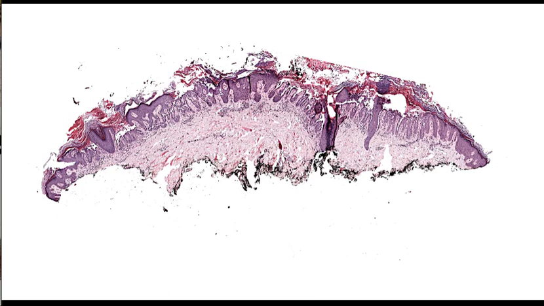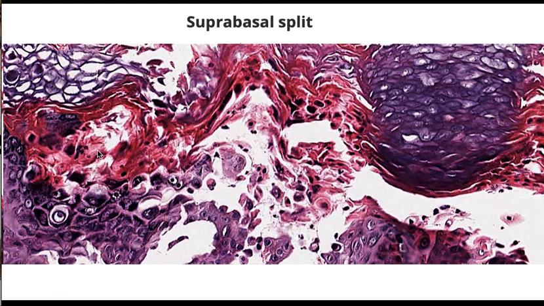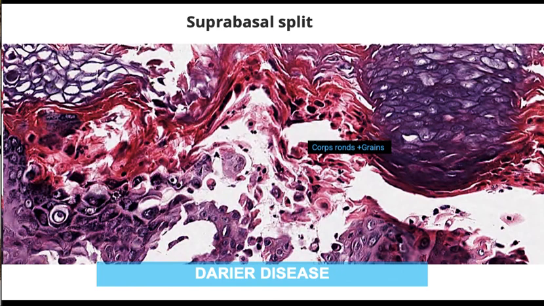The next example in the same category is a shave biopsy, and we have a split in these areas on this power. If you go on high power, you can identify some parakeratosis here, and then the split is suprabasal or suprabasilar with acantholysis. On high power, you will see the round bodies and the dyskeratotic cells, but the split is wider than the one we saw before, so this is Darier's disease.